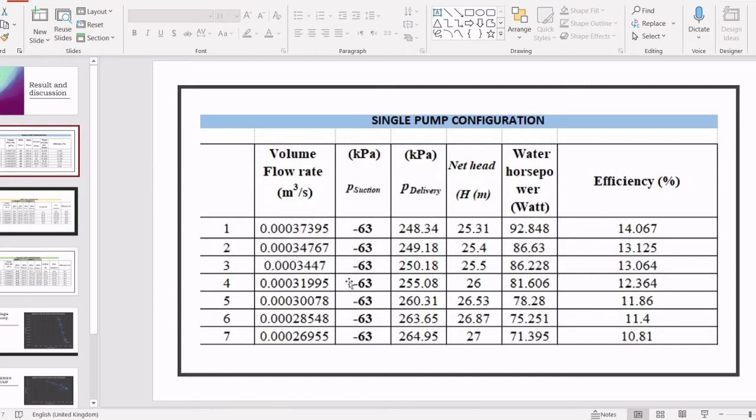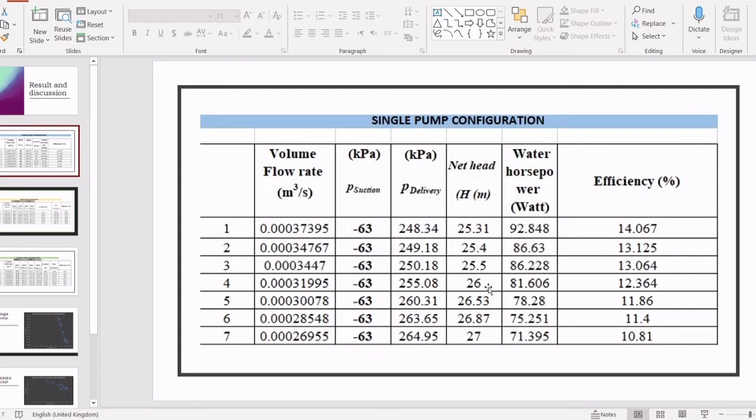Okay, first of all, the single pump. As shown here, the pressure and the volume flow rate are given, and the power consumption used is 660. We have to figure out the net head, the horsepower and the efficiency. We have found that the net head increases from the first step of the volume flow rate until the last one, increasing in number until we reach the 7th row.